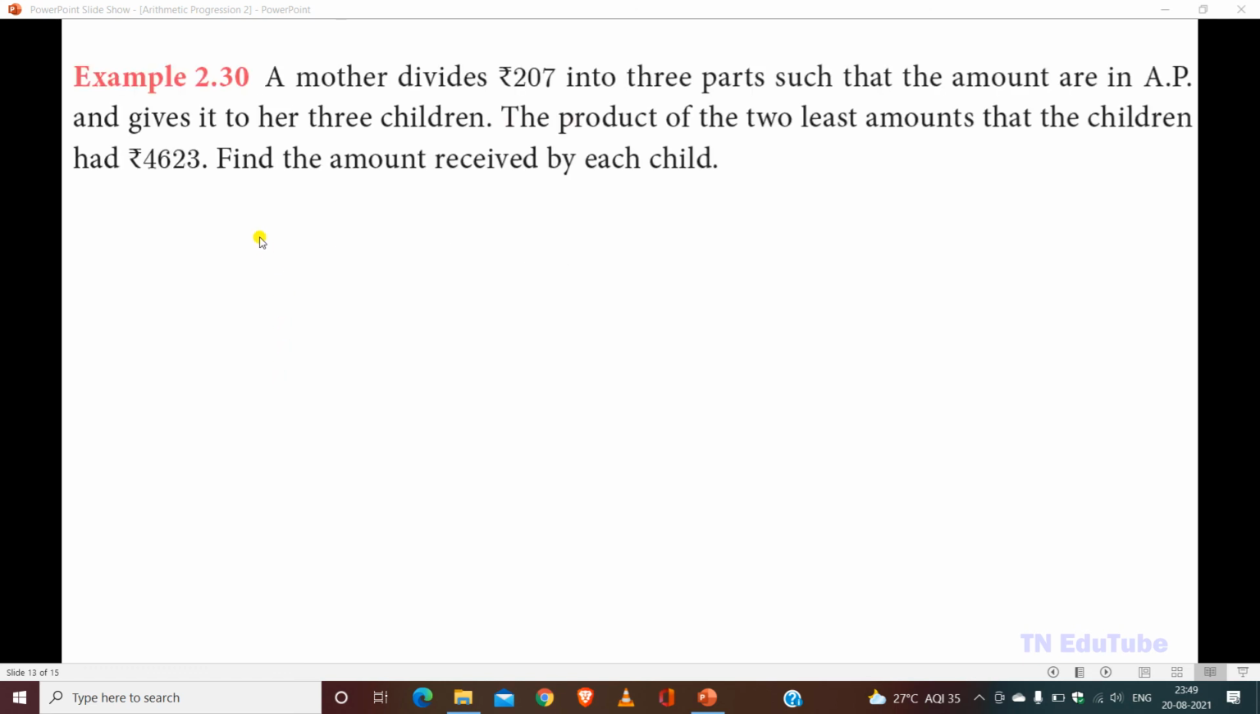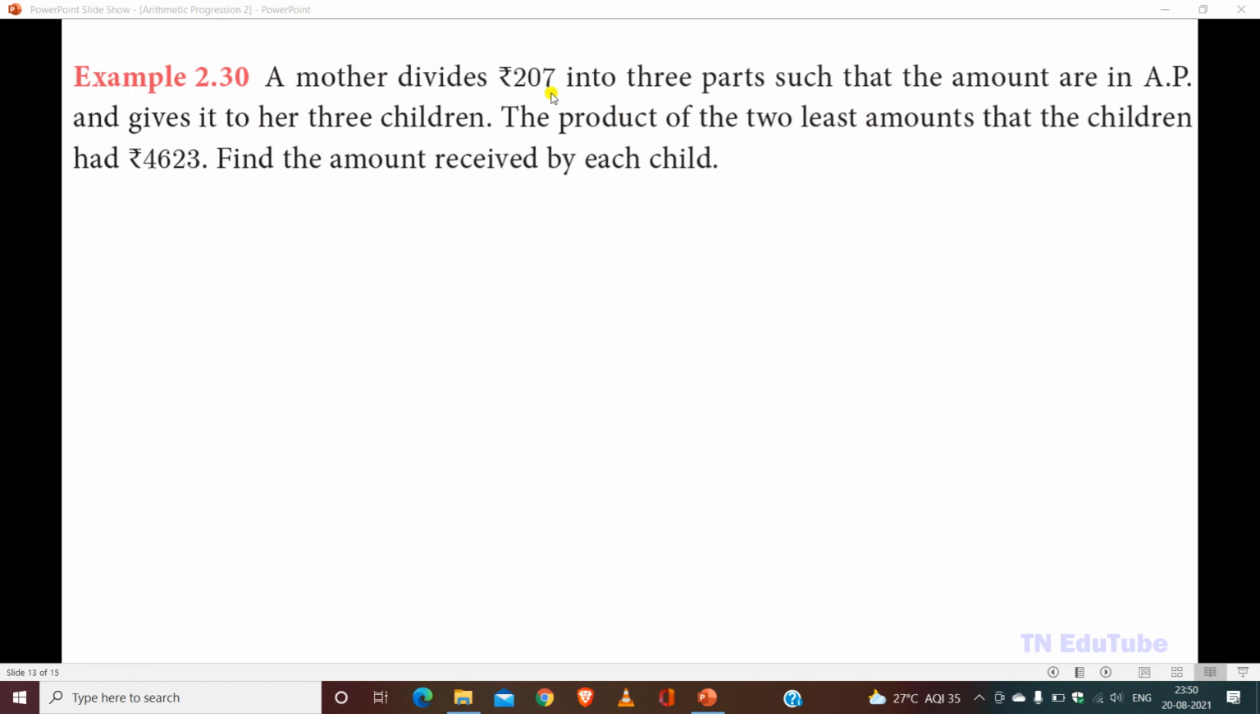Okay children. The next sum, 2.30. A mother divides 207 into 3 parts such that the amounts are in AP and gives it to her 3 children. Then the product of the two least amounts that the children had is 4,623. Find the amount received by each child.